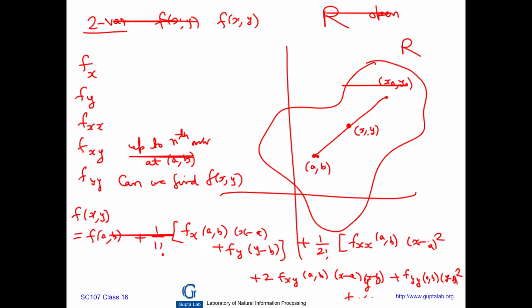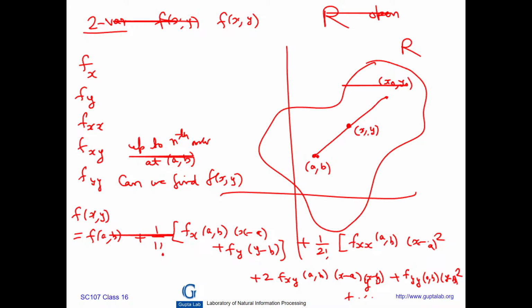So how do we get this formula? In order to get this formula, we will use the Taylor series for a single variable. And for doing that, you look at this picture. So this is a region R where the function is defined, in this region R.